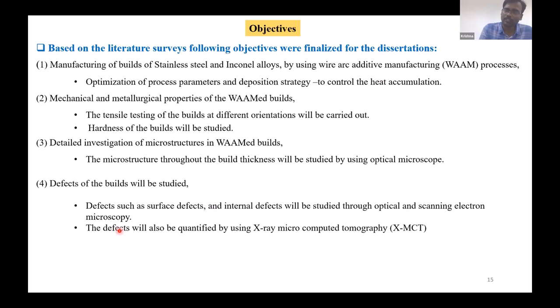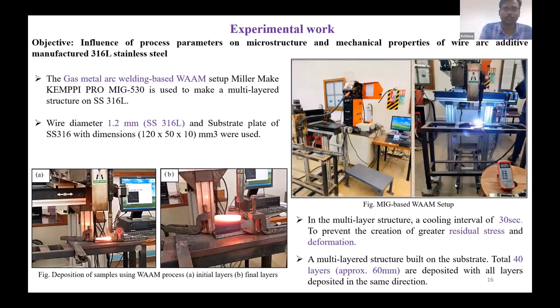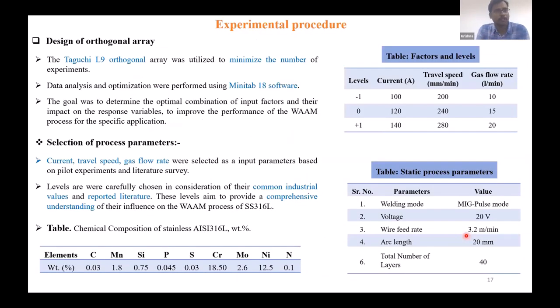Ours is a GMA-based WAAM setup, which includes some controls and also the CMT module. The wire selected is 1.2 mm, and the substrate plate dimension is shown here. After each layer of deposition, we allowed it to cool for 30 seconds with a gas flow rate of 15 liters per minute, in order to avoid residual stress formation. The targeted height is approximately 60 mm, which will be accomplished by 40 layers. And we have some important parameters like current, travel speed, and gas flow rate.